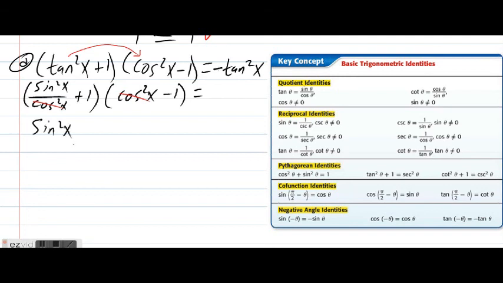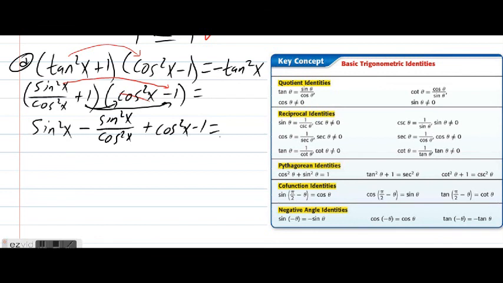Alright. Now, sine squared x times negative 1, well, that's simply minus sine squared x over cosine squared x. Now, distribute down here. Plus cosine squared of x minus 1. Alright.